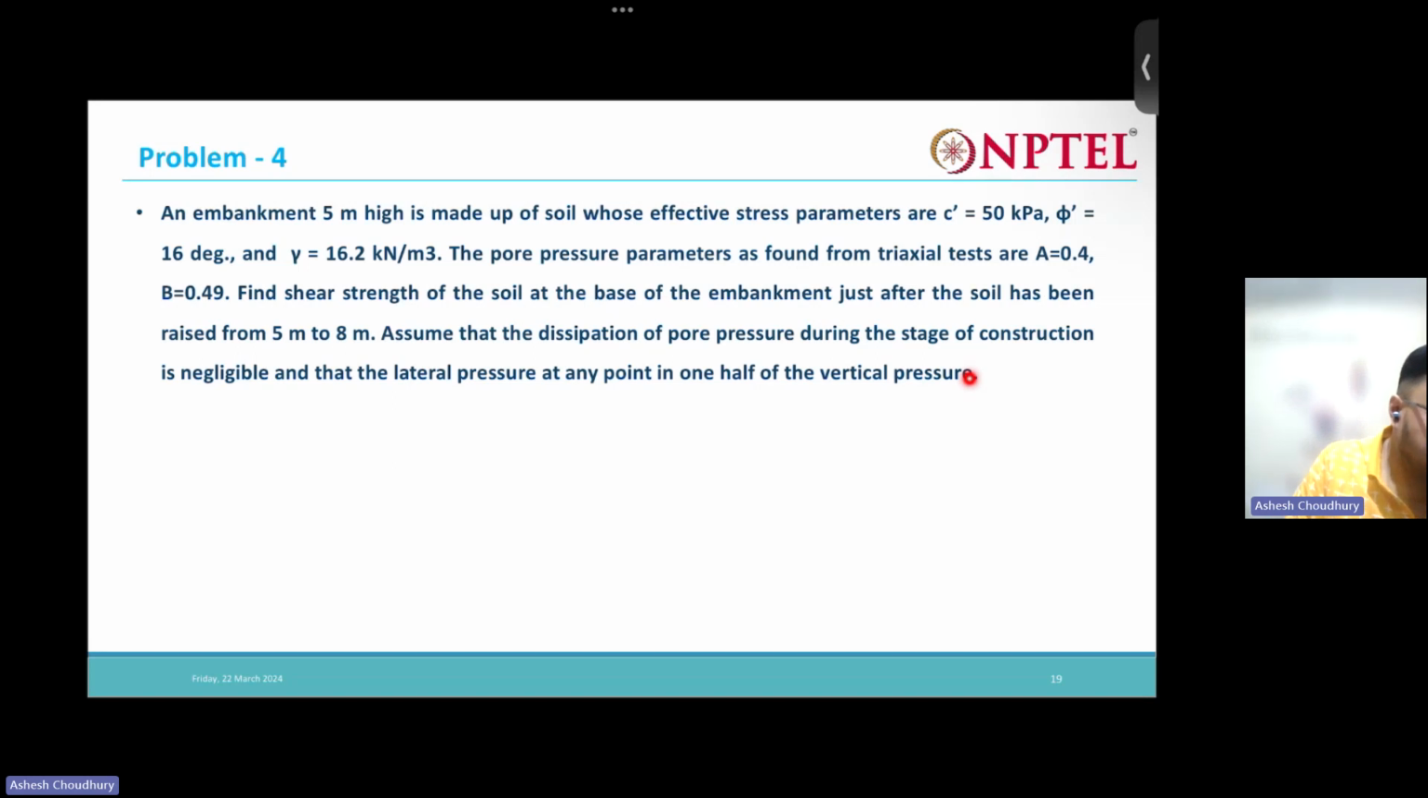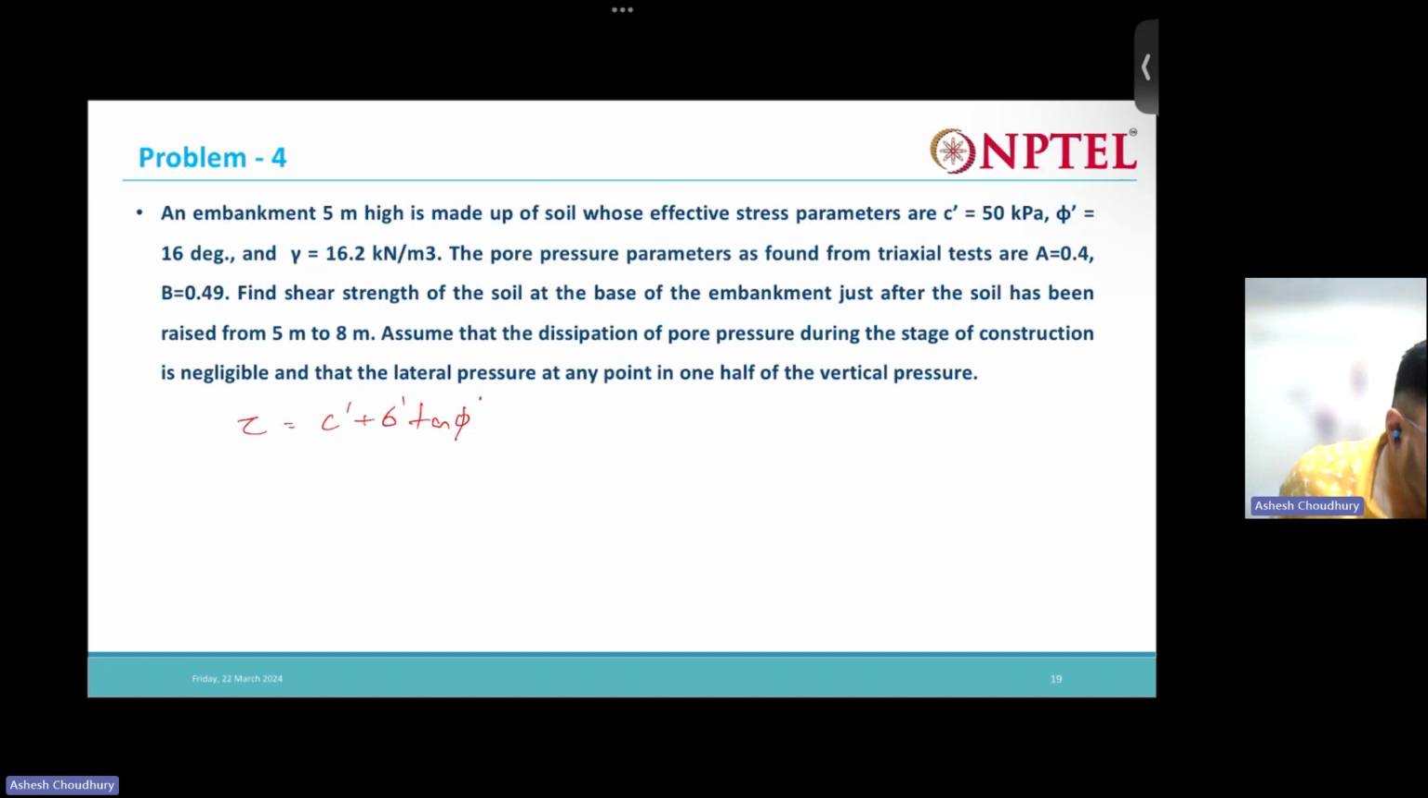Okay, so many facts are actually given to us. Ultimately what we need to find out is the shear strength of the soil at the base of the embankment just after it has been raised from 5 meter, initially it was 5 meters, up to 8 meter. So due to this extra increment of stress coming in the soil, how much shear strength is there? We need to find out the shear strength after it has been raised. So what is shear strength? Right, so this is what ultimately we are going to use.